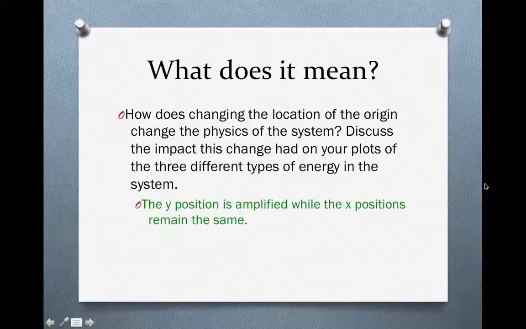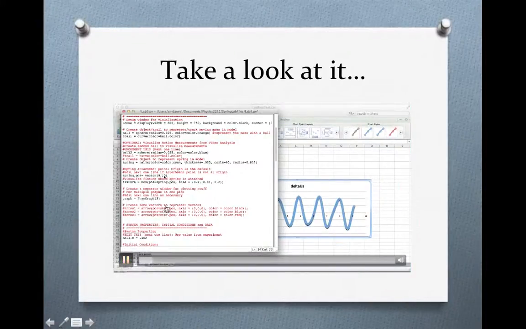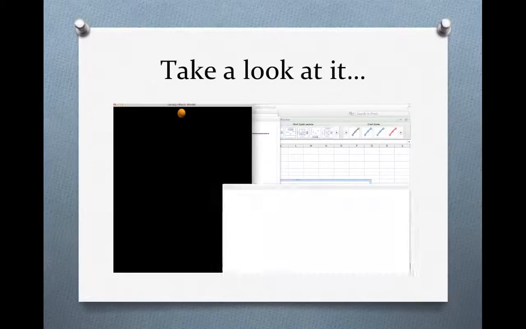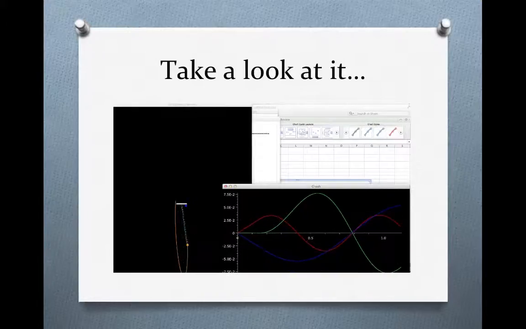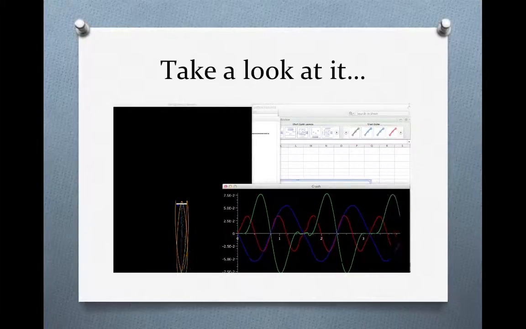The Y position is amplified while the X positions remain the same. We see this because we changed the origin from 0 to negative 0.7. And you can clearly see that the yellow and blue ball do not match up because the yellow has a much more amplified Y displacement.